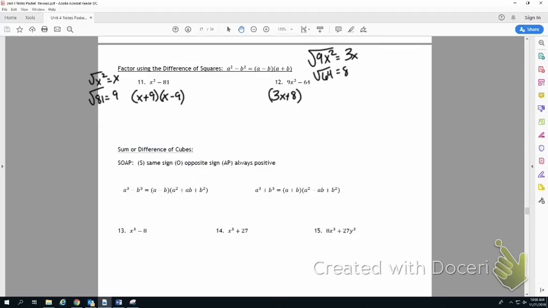3x plus 8, 3x minus 8. Doesn't matter which one's first, the plus or the minus. Just need to have one of each. Okay, so that's pretty simple. We've talked about that before. And so here's just a few more examples of that.